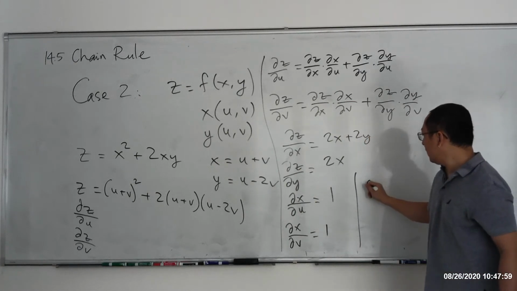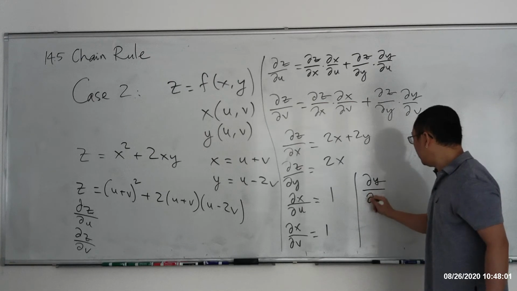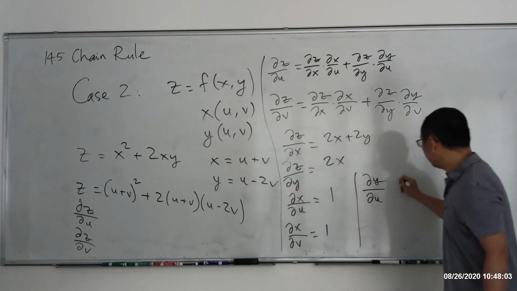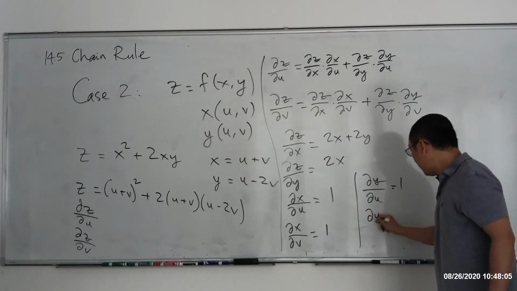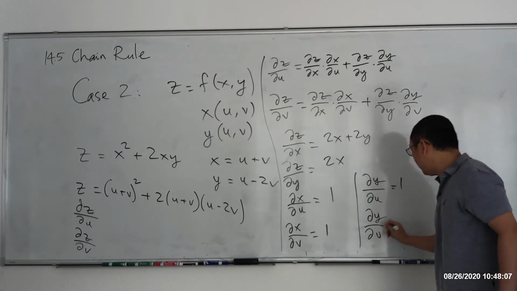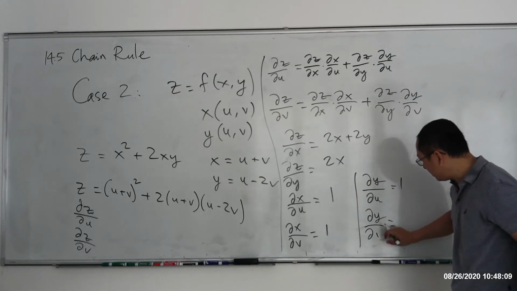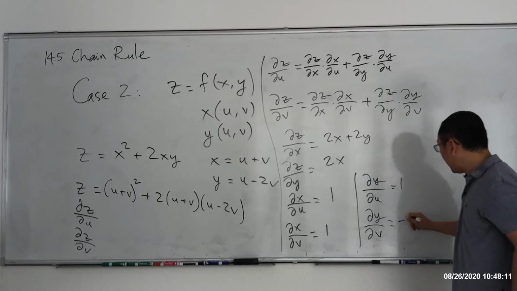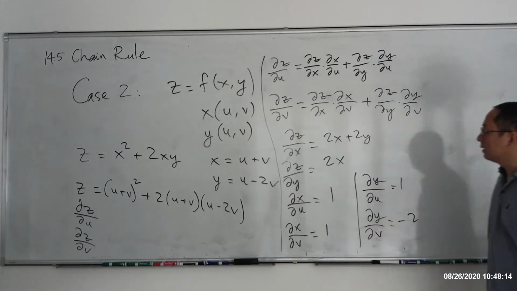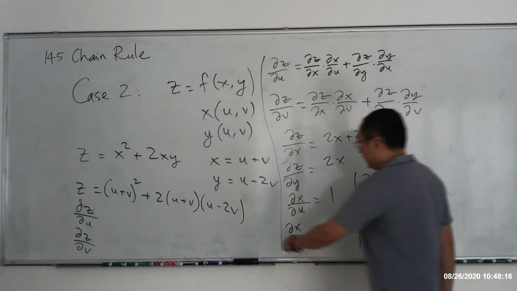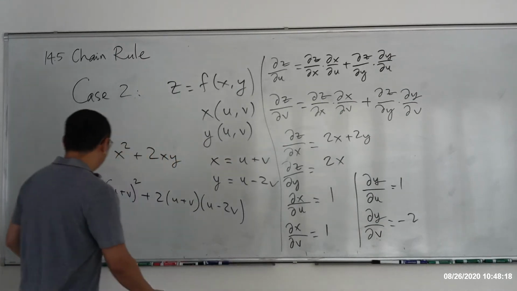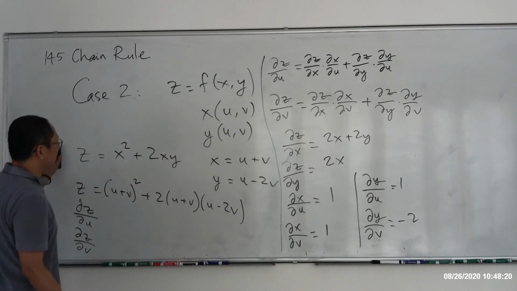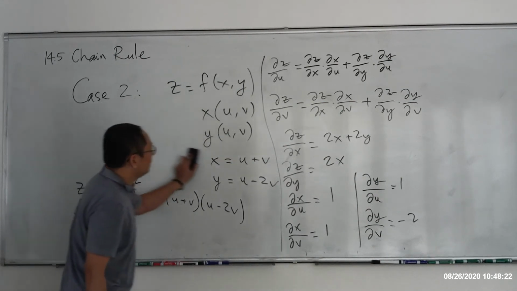And then similarly, dy over du is 1. How about dy over dv? This is my v, okay? It's going to be negative 2 right here. So after having all the partial derivatives, you're going to plug into the formula. You should have the answer. Okay?